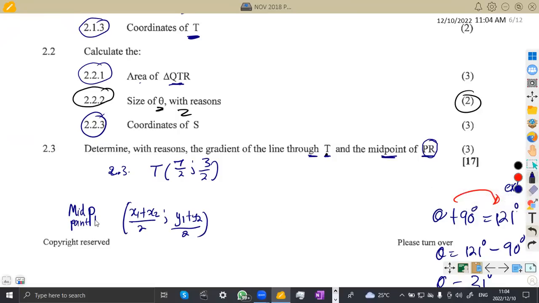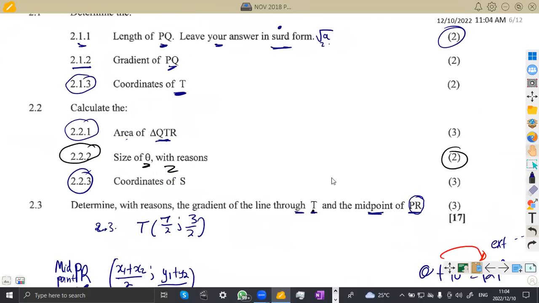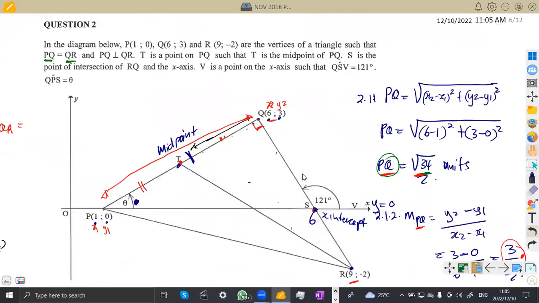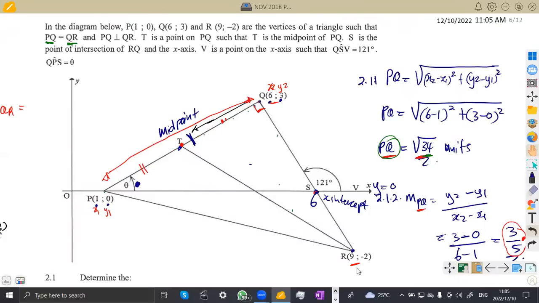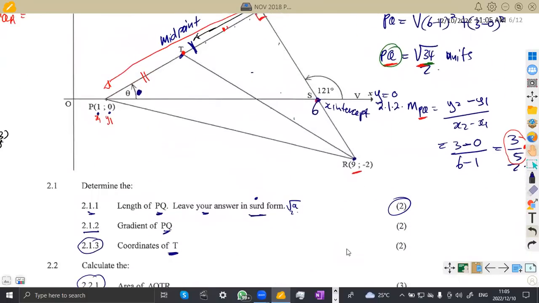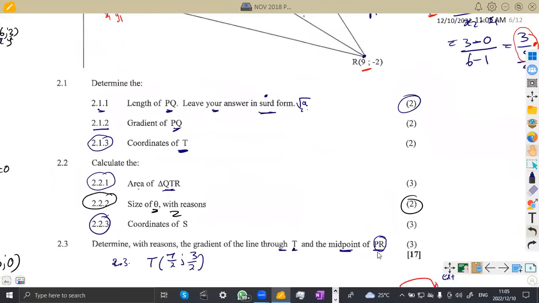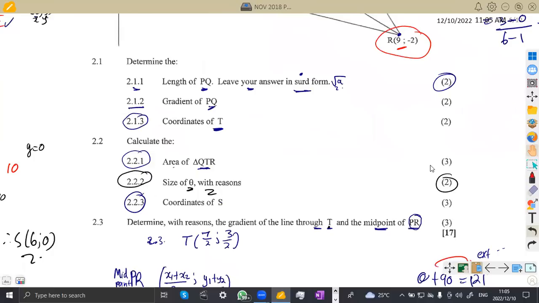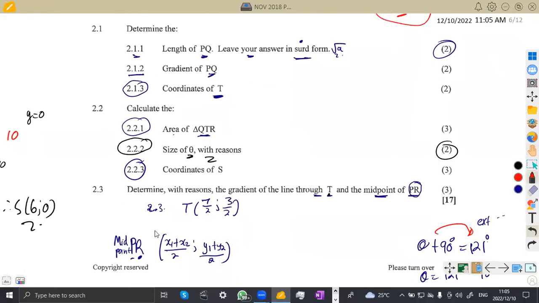Okay, so from this information, we have got the point P and the point R. All right, we have these points here. The point P, that is (6, 3), is our point here. And R is (9, -2). So take note, this is the point that we need, P and R, not Q. P here is (1, 0). We are referring to the point P, guys. Take note, point P is (1, 0), and R is (9, -2). So we've got the point P, which is (1, 0).